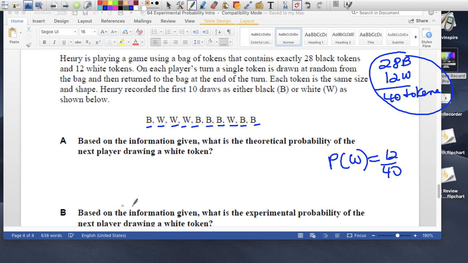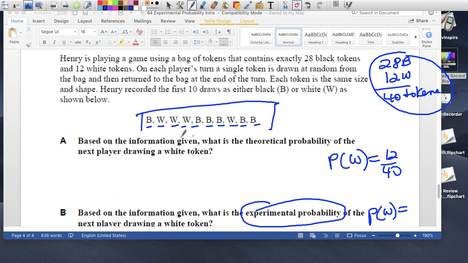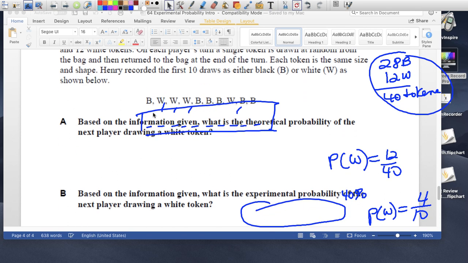So that's a theoretical. Now, based on the information given, what's the experimental probability of the next player drawing a white token? So based on the experiment, this is the experimental probability. What's the probability of getting a white? According to this information, out of 10 times, how many times did we get a white? 1, 2, 3, 4. 4 times. So the experimental probability is 4 out of 10 or 40%. Okay. Are there more questions?